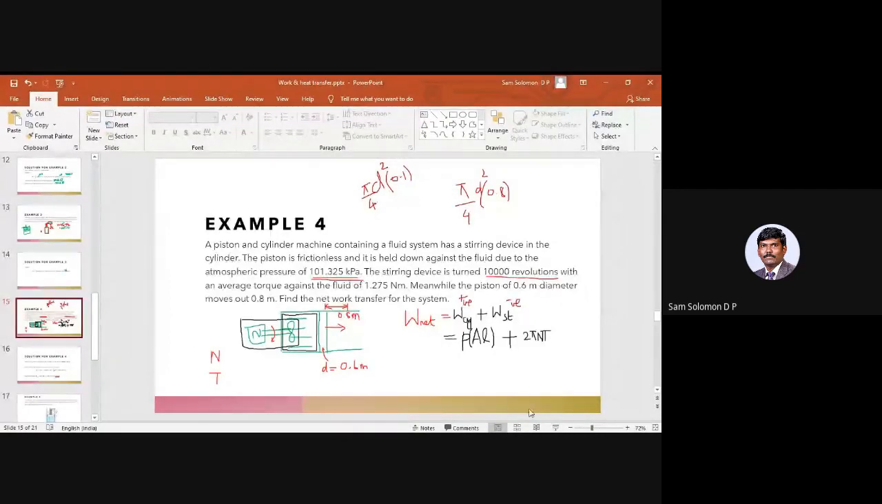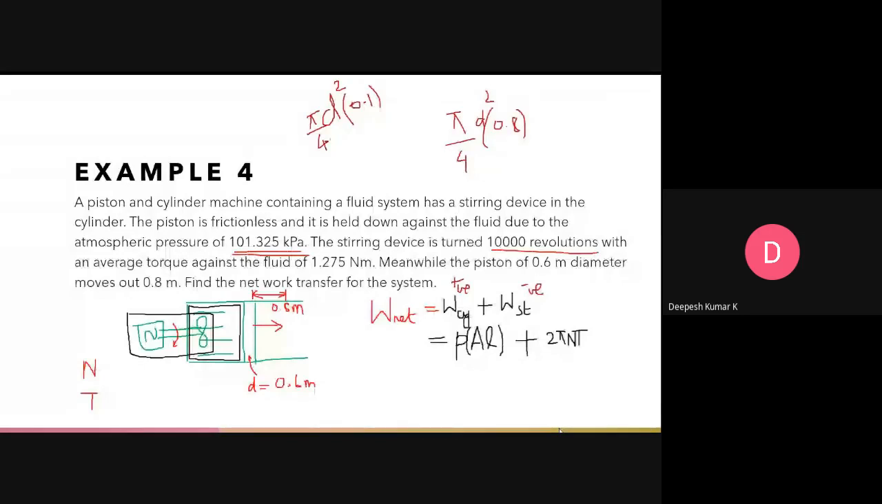Sir, in finding the dV, we have used the area into length, no, sir? In the area, the diameter has been taken as 0.6, but in the length, it's 0.8, sir. Yes. How, sir? That I'm not able to understand. Diameter is 0.6. Now, what is it that you need to understand here? They have given the diameter of the piston as 0.6, so the area of the piston would be pi by 4 d squared.